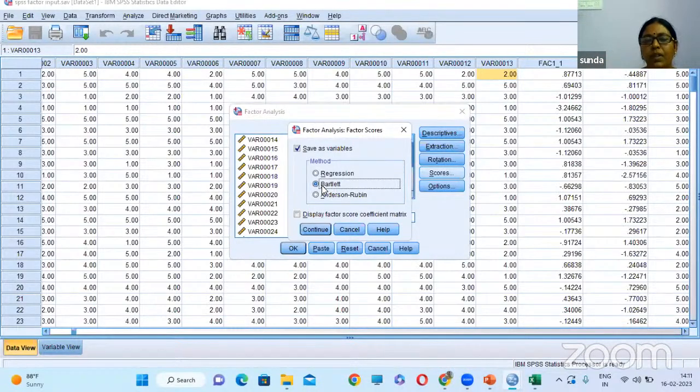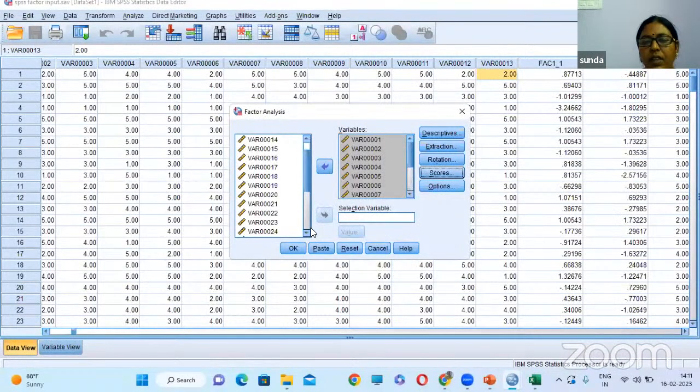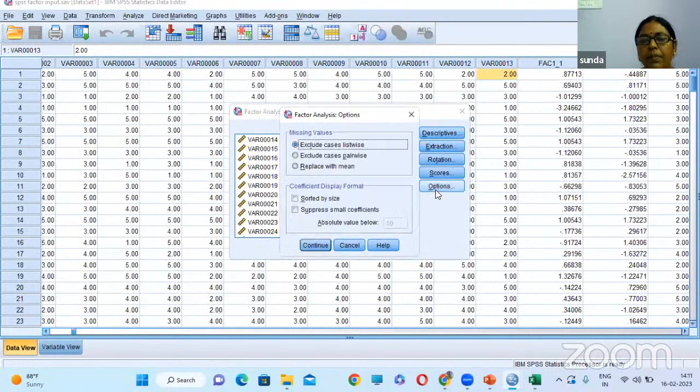So Bartlett's method is one of the most preferred. Display the factors, even that we have to choose. And then we have something called options. So in case of outliers, or if there are any missing values, how do you want the system to treat them?